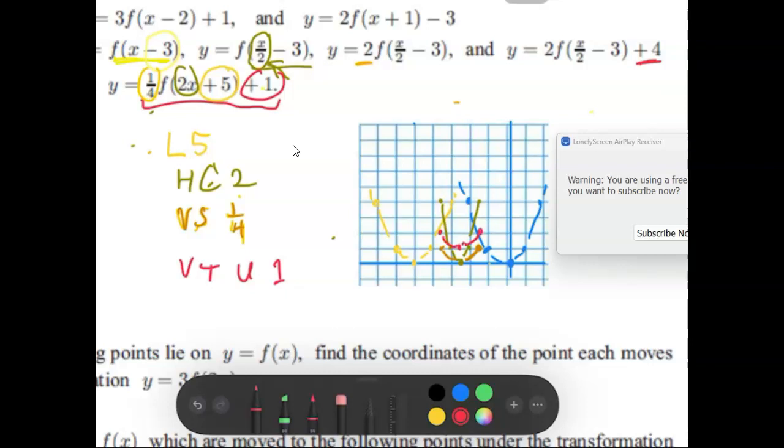So first thing we did is we moved left by 5. So we went from the blue to this yellow here.